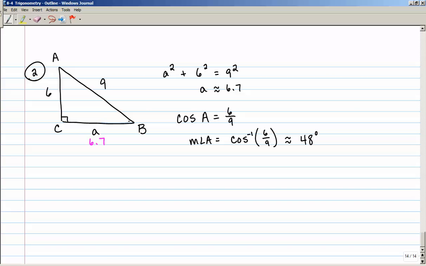Now in relation to angle B, 6 is the opposite, 9 is the adjacent, so I'm going to use sine. So the sine of B is 6 over 9. Or the measure of angle B is equal to the inverse sine of 6 over 9, which is approximately equal to 42 degrees.